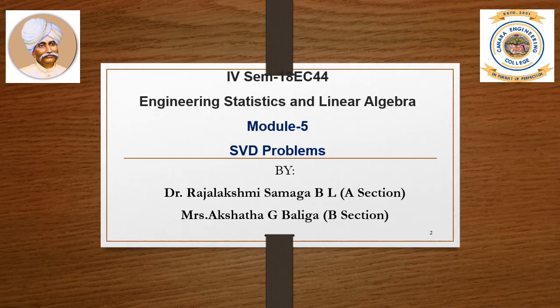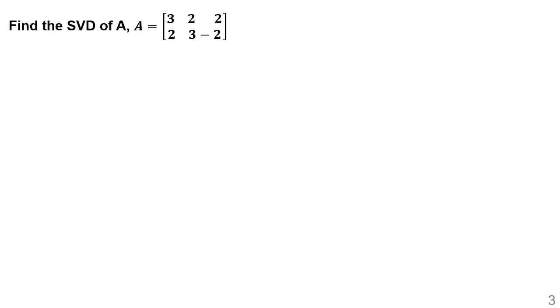Let us try to solve some problems on SVD, singular value decomposition, in this video. Let us solve this problem. We need to find the SVD of A. A is a 2 cross 3 matrix, elements being 3, 2, 2, 2, 3, minus 2.